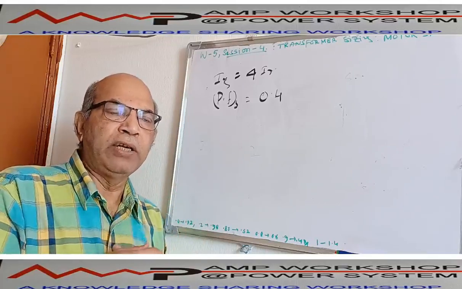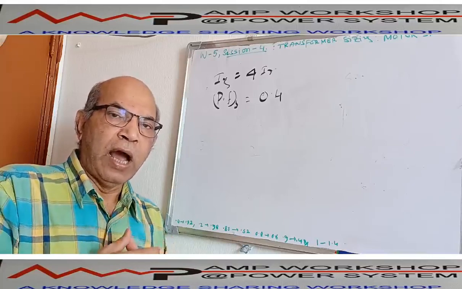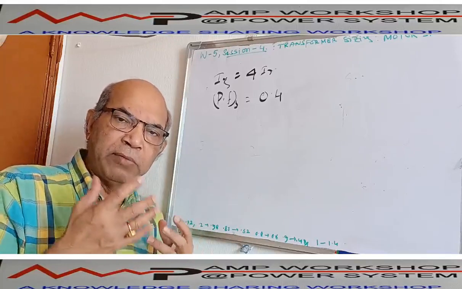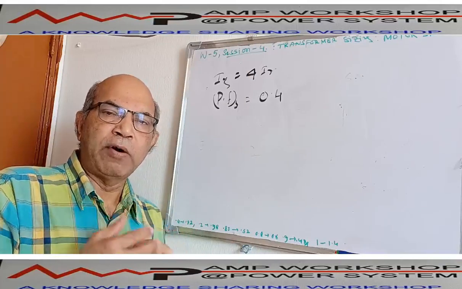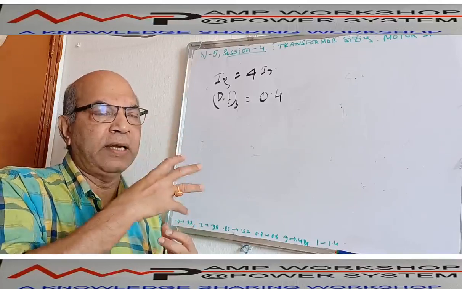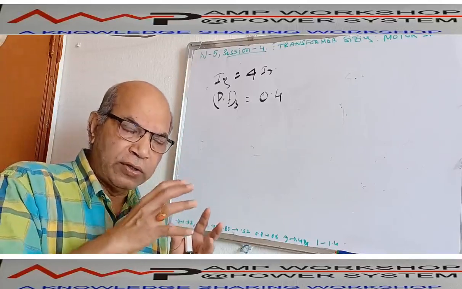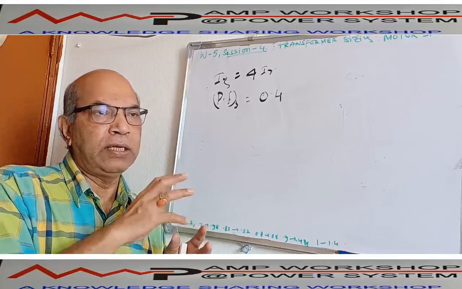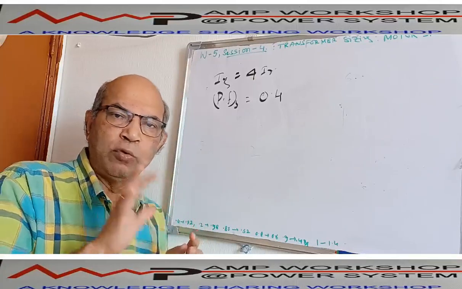The second part we have to calculate is during the starting of the motor: how much active power, meaning kilowatt, how much reactive power, meaning kVAR, and how much apparent power is required at that starting power factor. Now, considering both aspects, we have to size the transformer so that it can cater to both conditions. That is two parts.